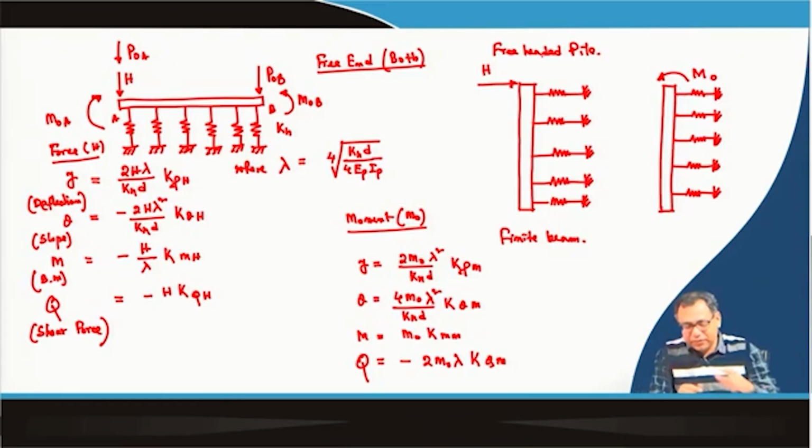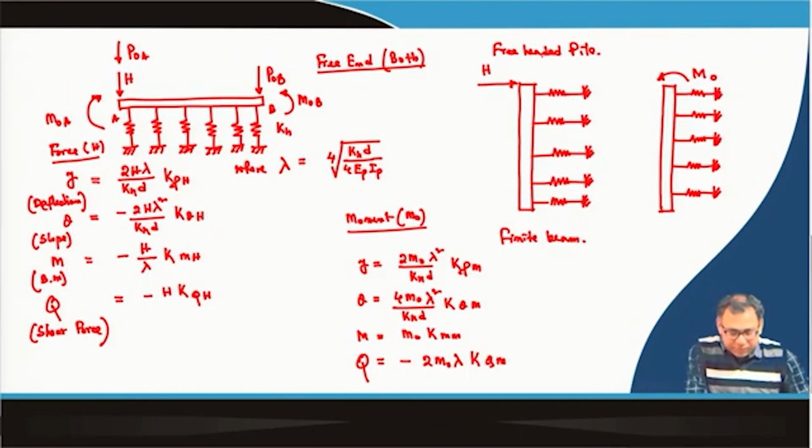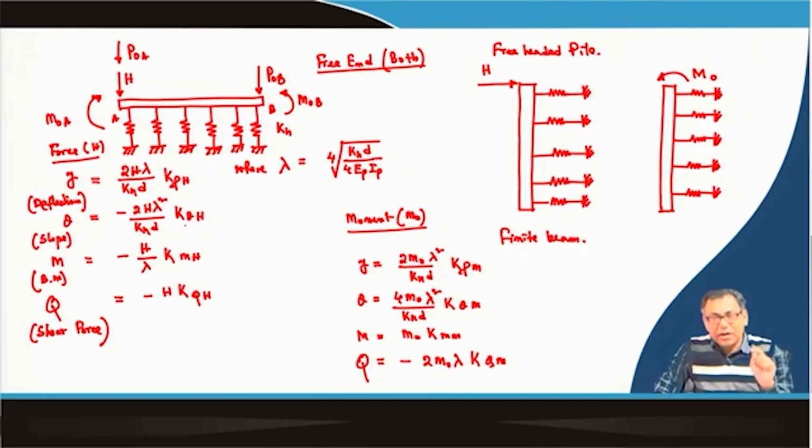So, that means we want to use the free headed pile equation for the fixed headed pile, and we will use it in such a way that first we assume that the pile is free headed. If I apply an h for the free headed pile, we will get a slope of this value. Now, actually the slope at the fixed head will be 0 for the fixed headed pile. So, the slope that will develop due to the free headed pile, we have to make 0, and how will that slope be 0?